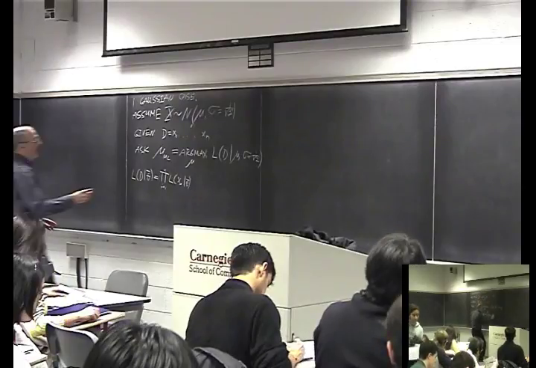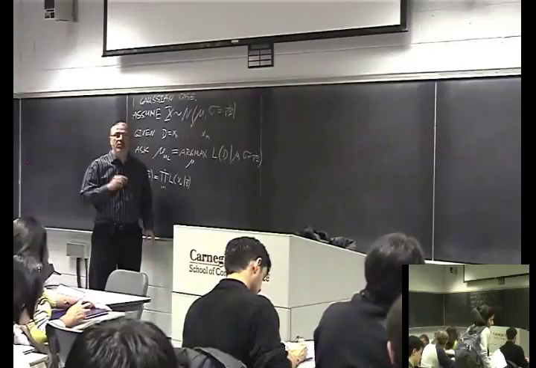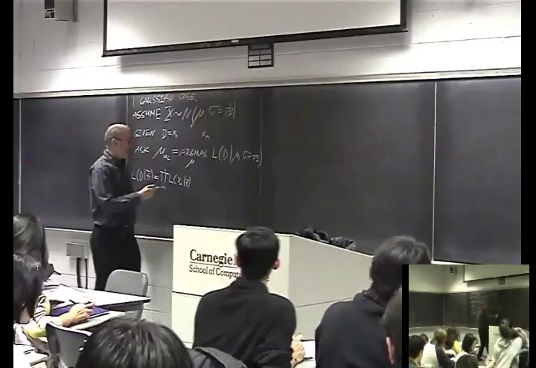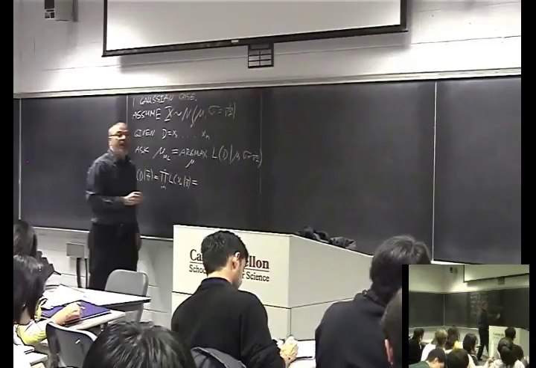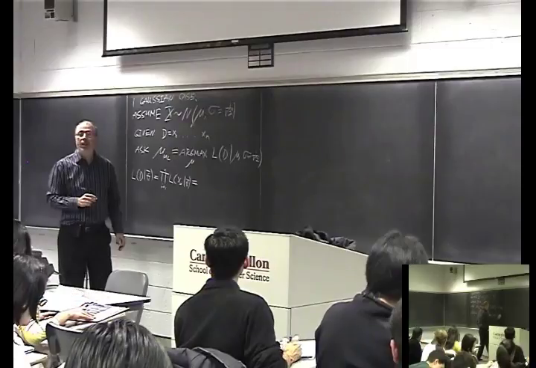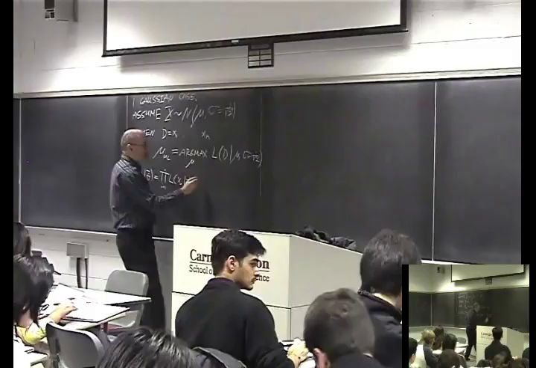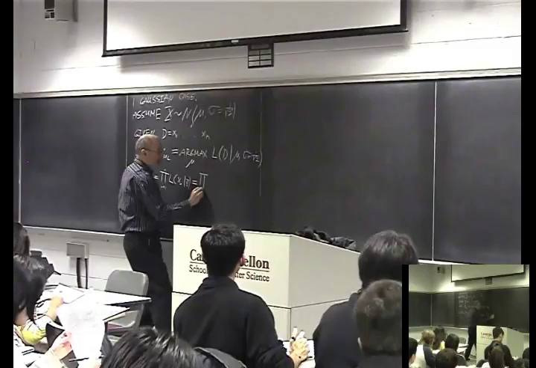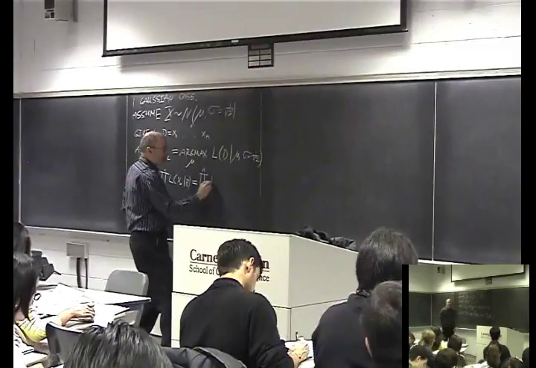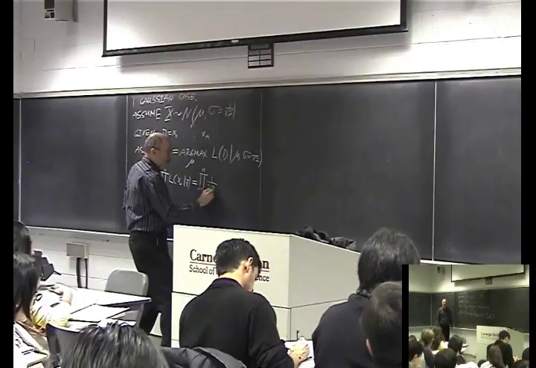Times the exponential function of minus xi minus mu squared over 2 sigma squared. I just wrote the expression for the Gaussian.